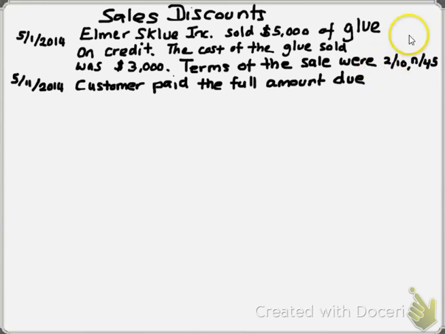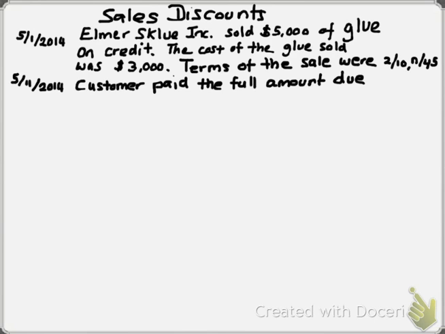So remember, what does this mean? 2, 10, and 45 means we are offering a 2% discount if our customer pays us within 10 days, or the entire amount, the net amount of the invoice, is due to us within 45 days. Remember, this time we're collecting money from our customers, so this is what we are offering our customers. Then it says on 5/11, the customer paid the full amount due.